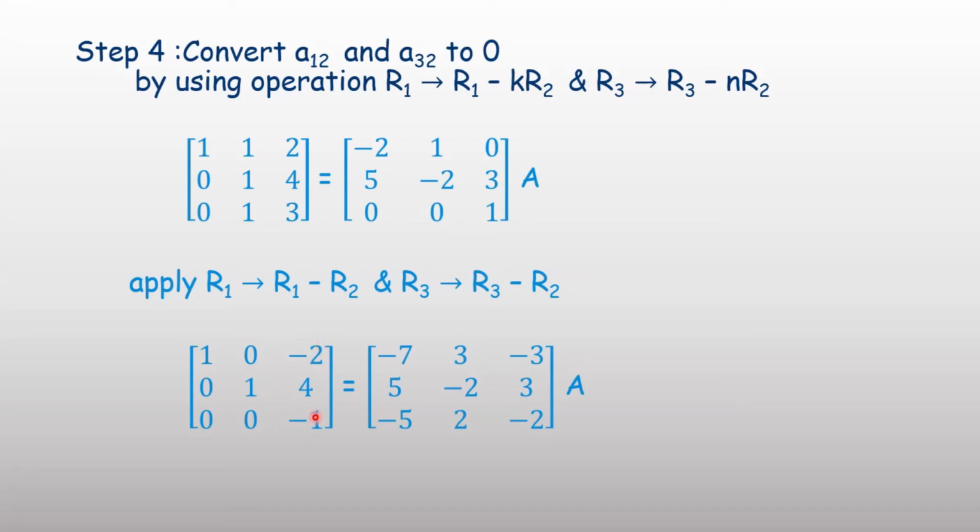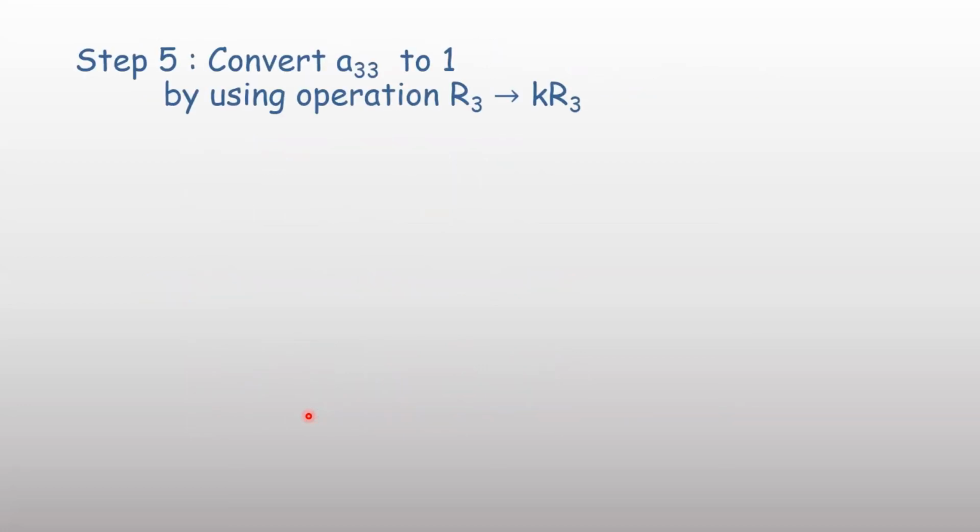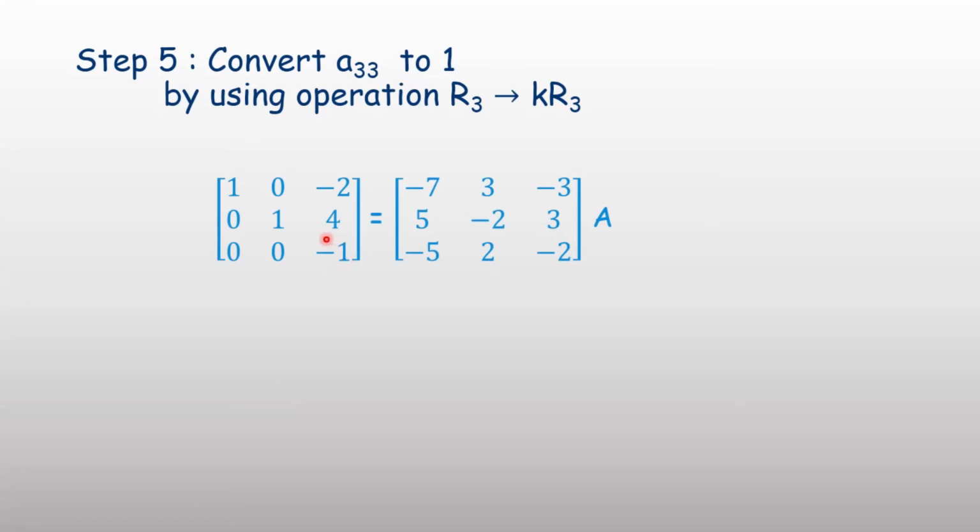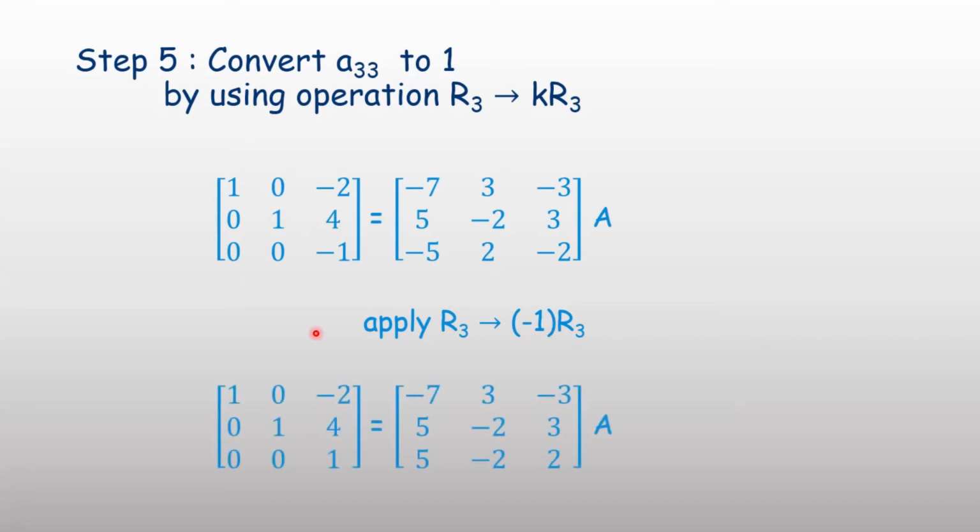Now third column, next task. In third column, next step, just observe. In this place you have to write as 1. In third row, if you multiply by minus 1, easily you will get 1 here. Apply this property. R3 replaced by minus 1 into R3. First row, second row, no change as it is written. And in third row, multiply by minus 1. This fifth step completed.